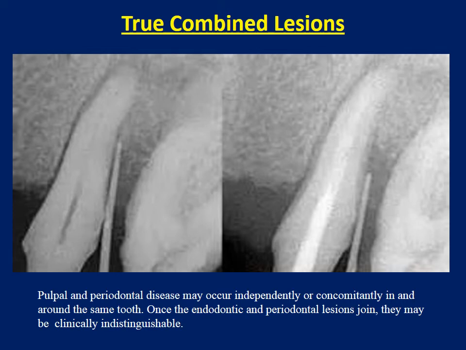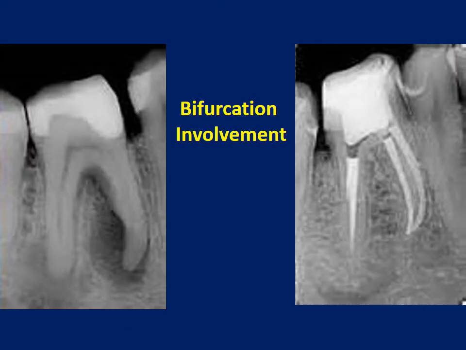In combined lesions, this is a case where a patient comes to us and we take an X-ray and see a very extensive lesion, both apically and laterally. Here we start our treatment immediately, both endo and perio at the same time. This is one of my cases. You can see the lesion is so extensive. We started endodontic and periodontal treatment, and you can see complete healing.